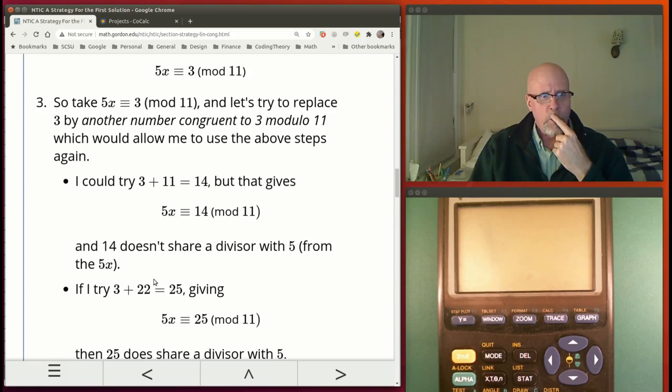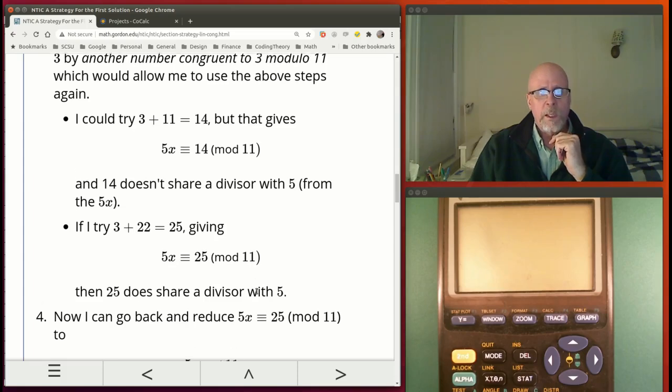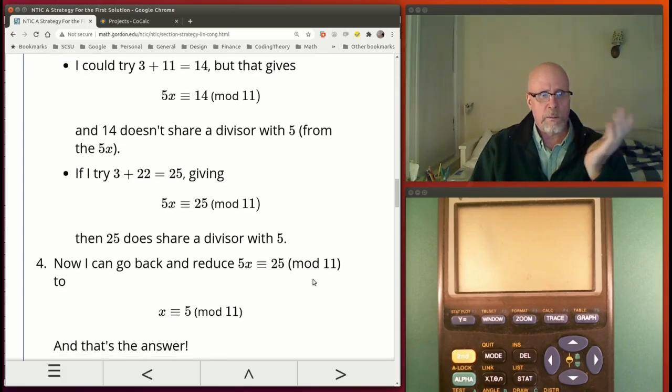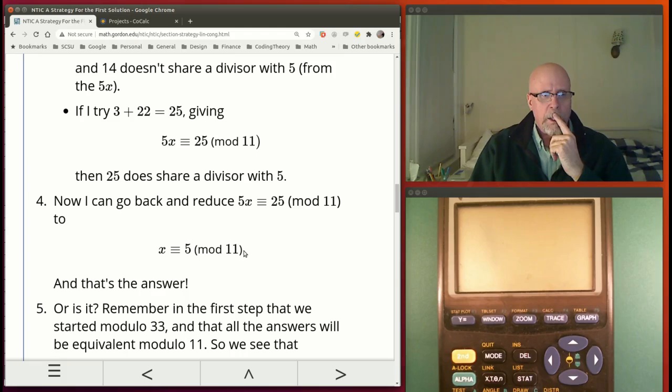If I add 2 11s to 3, I get 25. Oh, and that does. Now I've created 5x congruent to 25 mod 11, and I can divide both sides by 5. And that becomes, there it is, x is congruent to 5. That's literally the answer. We've solved for x by doing that. Now we've got an answer mod 11, but we're seeking an answer mod 33.